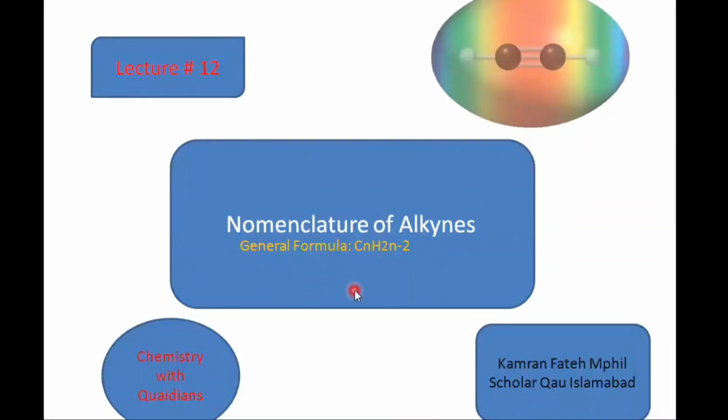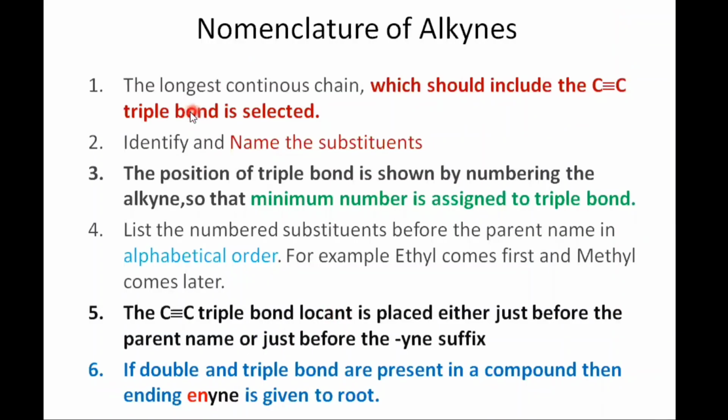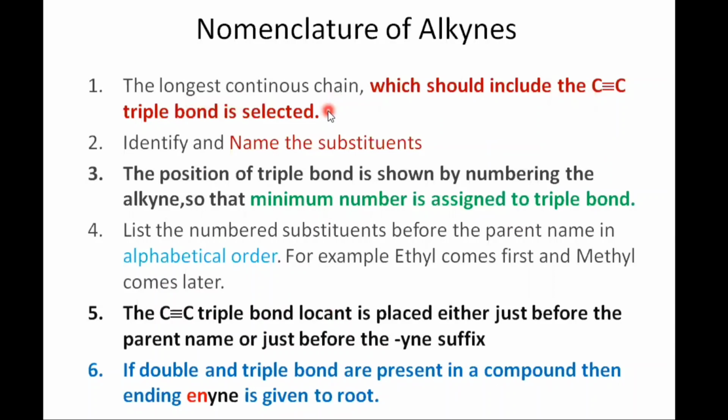So students, now we will discuss the 6 important postulates which should be kept in mind while giving a systematic name to the alkyne. The first important postulate is that the longest continuous chain which includes the carbon-carbon triple bond is selected. Our first important task is that we should select the chain which contains a carbon-carbon triple bond. So that would be our parent chain.